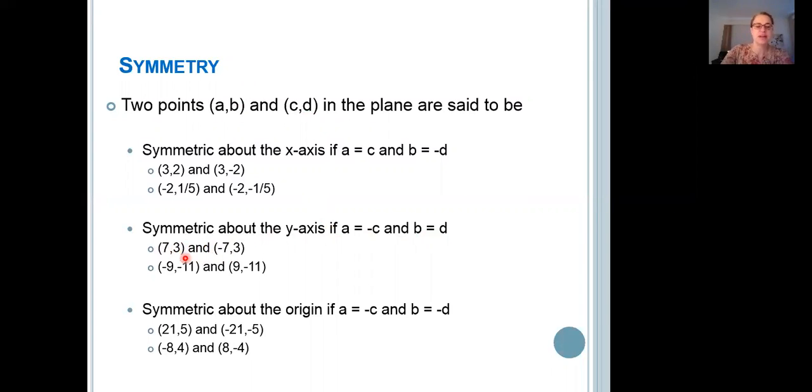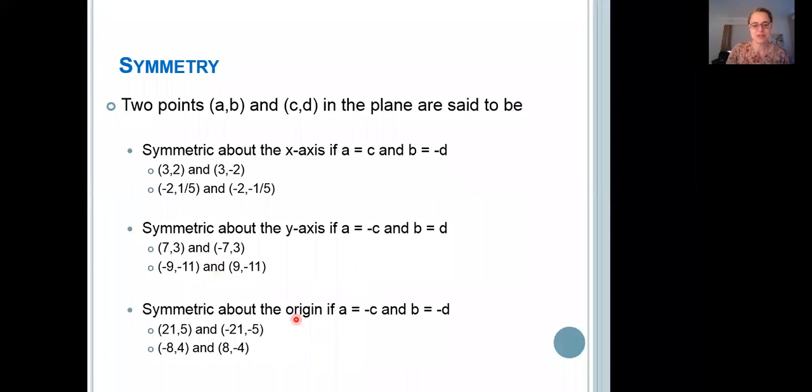So let's look at these 2 points, (7, 3) and (-7, 3). First thing we check is to see if their x values are equal. They're not equal, but they're equal and opposite. So maybe we're symmetrical about the y-axis. Then we look at the y coordinates. They are equal. So we remember that if 2 points have x coordinates that are equal in value but opposite in sign, and their y coordinates are equal, then those 2 points are symmetrical about the y-axis. Right.